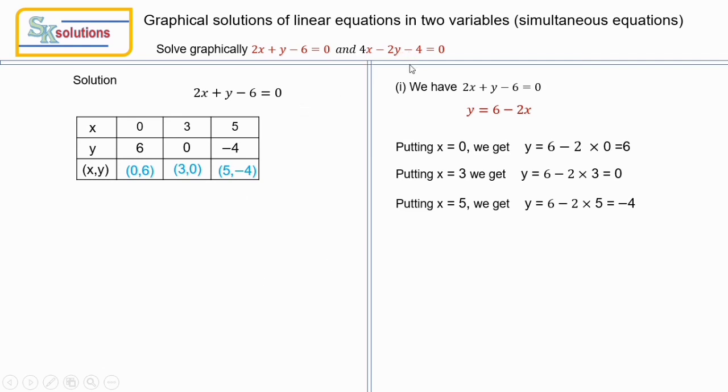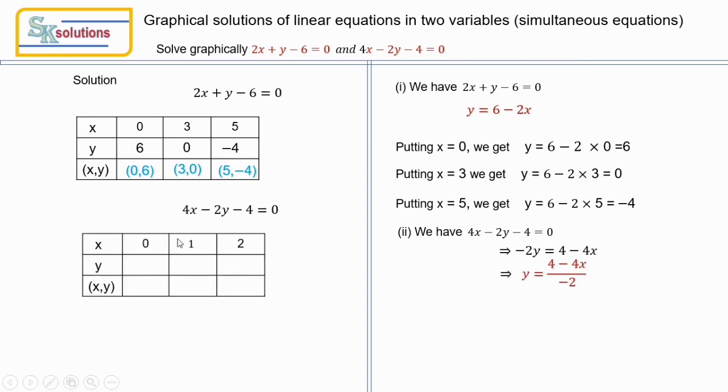Let's take the second equation, that is 4x minus 2y minus 4 equal to 0. Again we need to find minus 2y is equal to 4 minus 4x. From here you write minus 2y is equal to 4 becomes positive and minus 4x becomes negative. And then y is equal to (4 minus 4x) divided by minus 2. Again fill up the table here for the values of x equal to 0, 1 and 2.